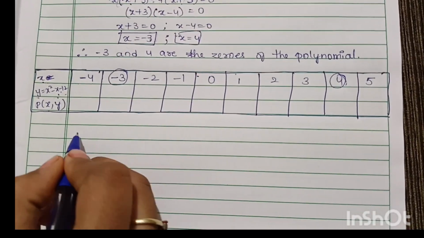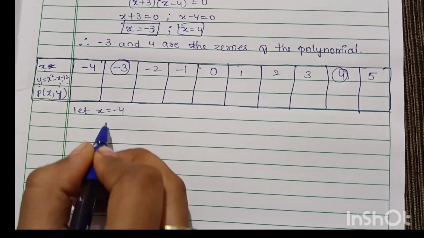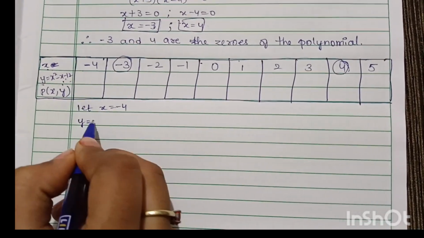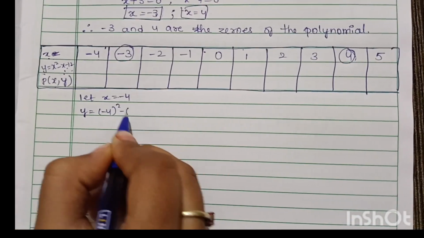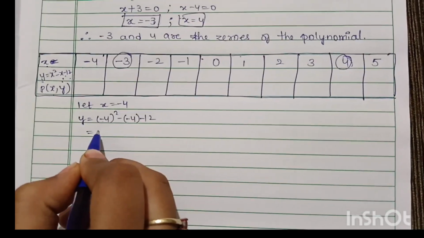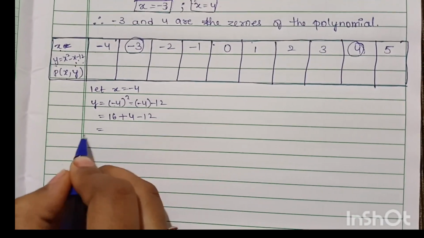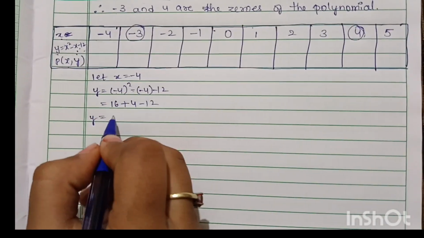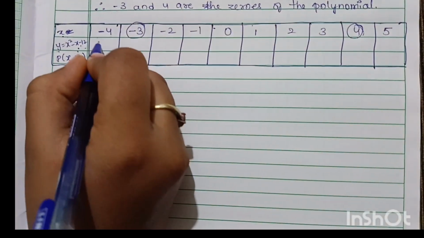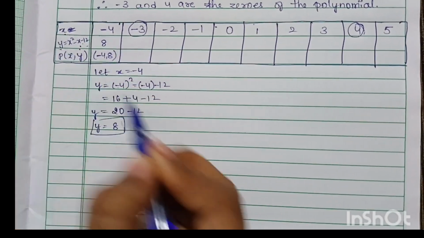Now to solve this, let x equal minus 4. If we put x equals minus 4, then y equals minus 4 whole square minus of minus 4 minus 12. Minus 4 square, 4 fours are 16, minus and minus is plus 4, minus 12. 16 plus 4 is 20, 20 minus 12 is 8. So the first value is y equals 8. So the point (x, y) is (minus 4, 8).